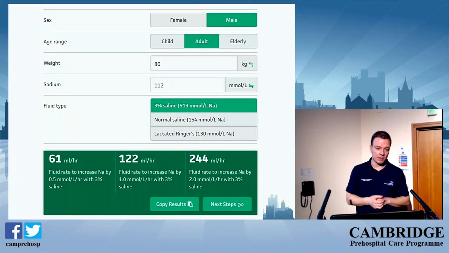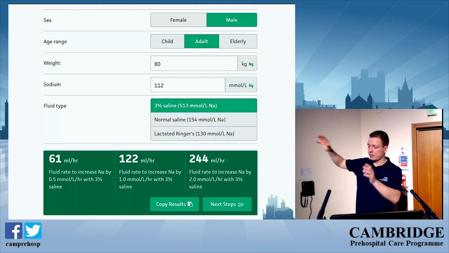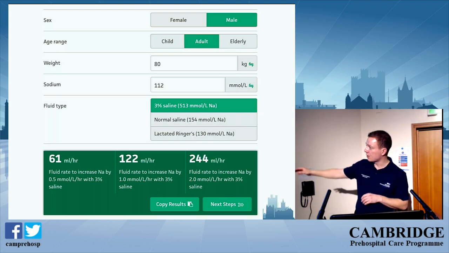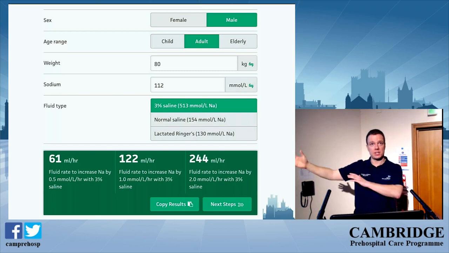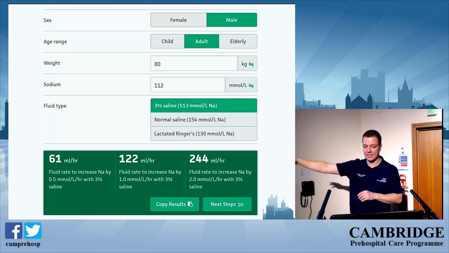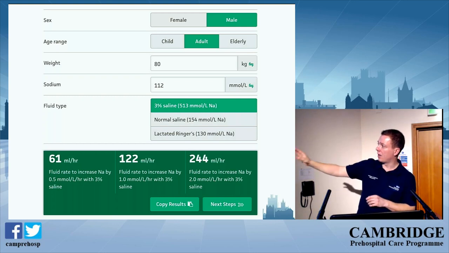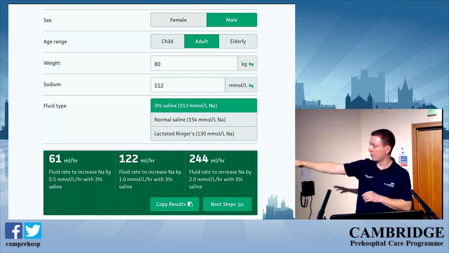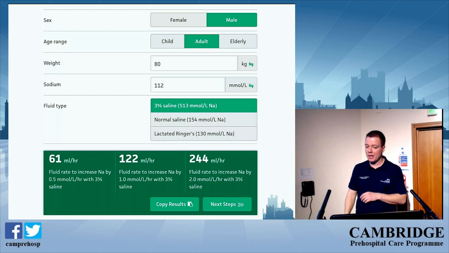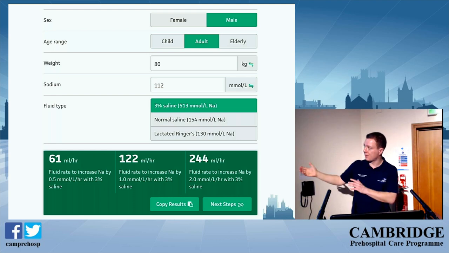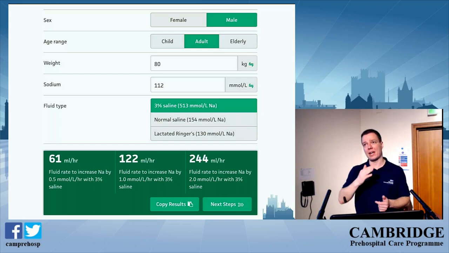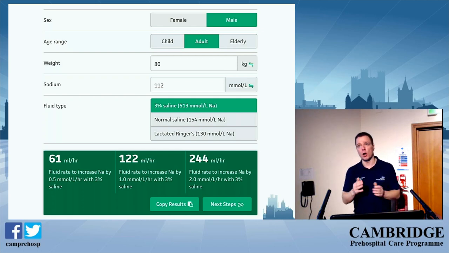So this is MDCalc, I suspect. You put the numbers in, it does all sorts of calculations in the background, and it tells you exactly what fluid to give at exactly what rate. So 61 mils an hour, not 60, not 62, 61 mils an hour is what I would start at if I was using 3% saline. 122 mils an hour if I was using 3% saline to increase by a bit faster, and if I was using 3% saline to increase it by 2 millimoles instead of half a millimole, I'd double that again. So absolutely precise calculations and then continuous monitoring of that rise in blood sodium to make sure that you're not overdoing it.